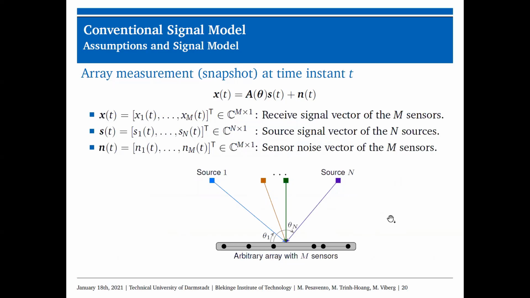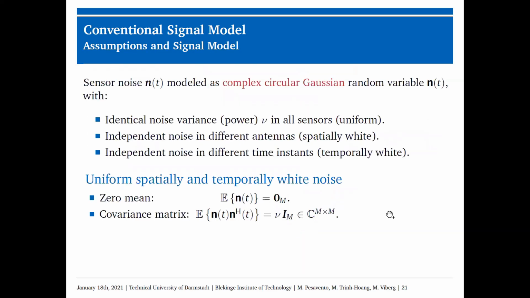So again, looking at the array measurement model, the components of the M vector X of t are the outputs of the respective sensors. The components of the N vector S of t are the waveforms from each signal source. The components of N of t represent the noise in each sensor. And each are sampled at an arbitrary time instant t. When deriving optimal methods and deriving the statistical performance of these, we need to make assumptions about the noise characteristics. And we will here adopt the most commonly used model, which is that N of t is a spatially and temporally white circular Gaussian random vector. Its mean is 0, and the common variance in each sensor output is nu.